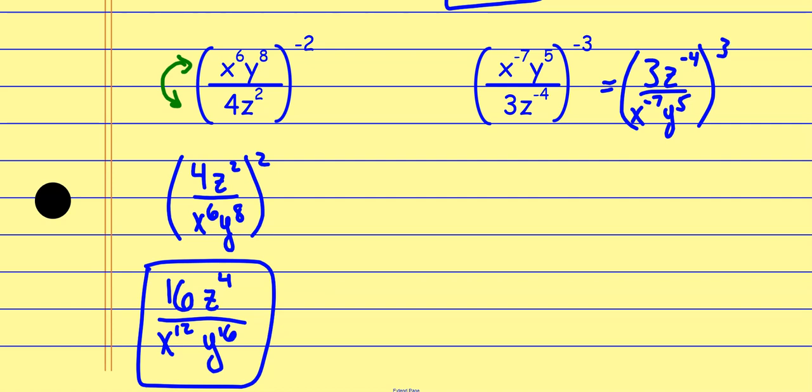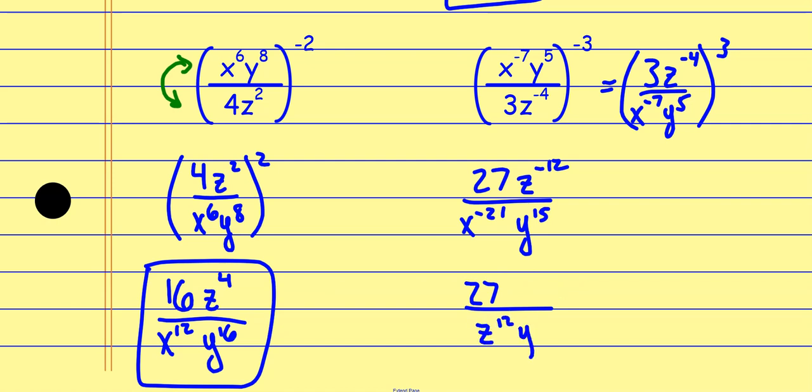Now I'll start using my rules of exponents. Ready? 3 to the third power is a 27. This is going to be z to the negative 12th. I multiply the exponents. And notice I'm not dealing with these other negative exponents yet. Here, multiply the exponents. That's a negative 21. Here, multiply the exponents. That's a 15. And now I'll deal with those negative exponents. So right here, the z goes to the bottom. The y stays where it is, and the x moves to the top. We switch them to the other side of the fraction bar and make them positive.